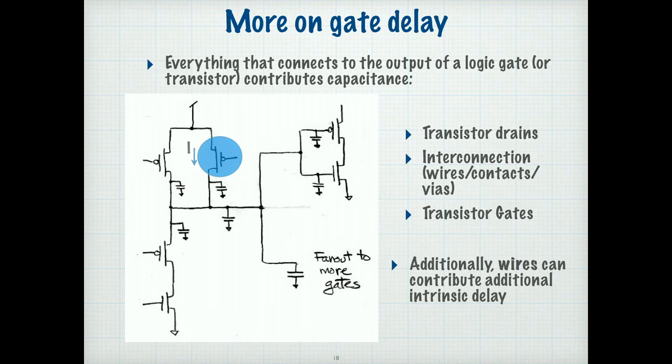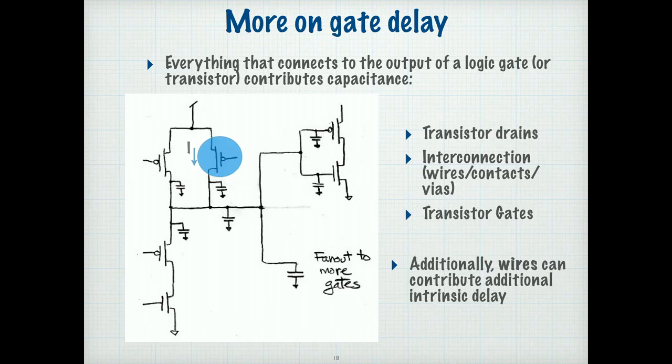Additionally, the wires can contribute their own intrinsic delay, as I'll talk about in a minute. They're capacitors, but they're also resistors. So they have their own RC sometimes associated with the wires, and sometimes that's significant as well. So there's a lot of capacitance around, and exactly what it is depends very much on the layout. So sometimes we just lump it all together and model it as C sub L or something like that.